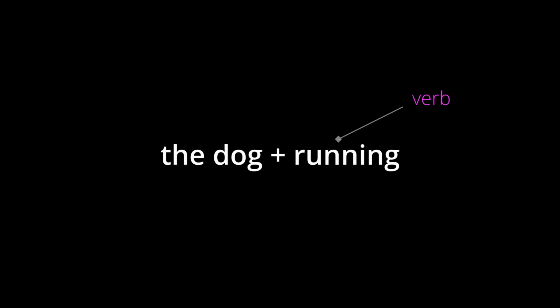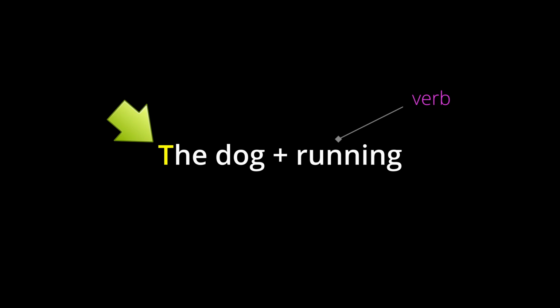First, we need to determine the subject. There is only one noun, dog. Then we need to determine the verb or action, which is running. If we simply take these two, the subject plus verb, dog and running, it makes it easier to structure the sentence. The article the precedes dog, and we need to capitalize it since it is the first word in the sentence.